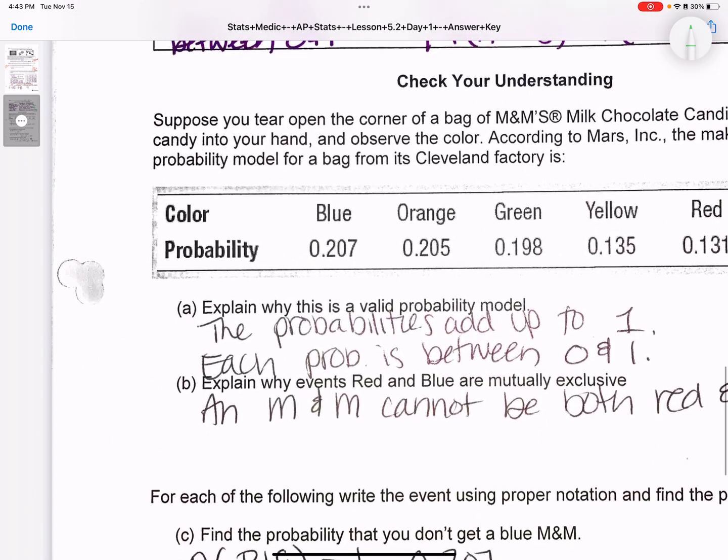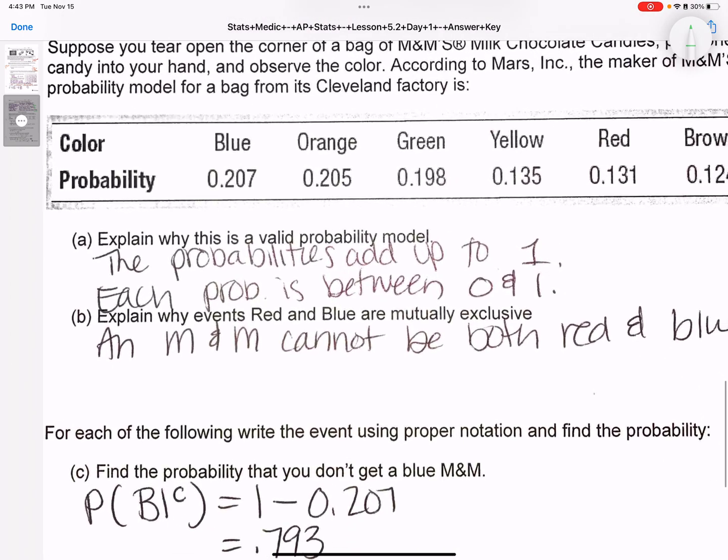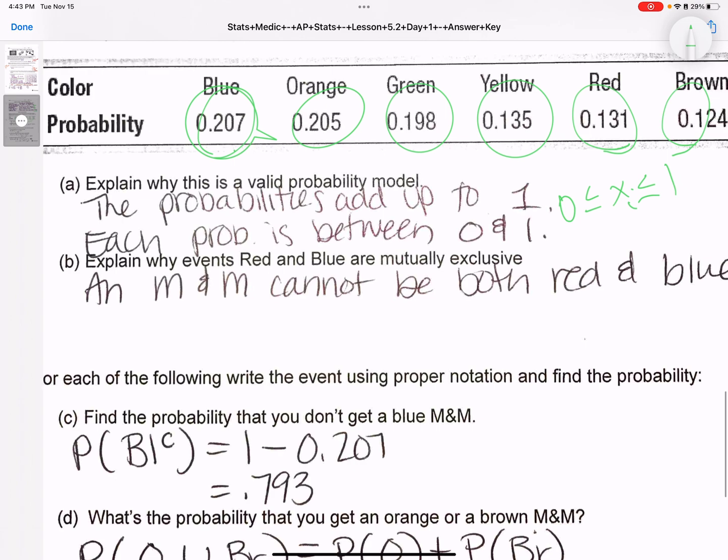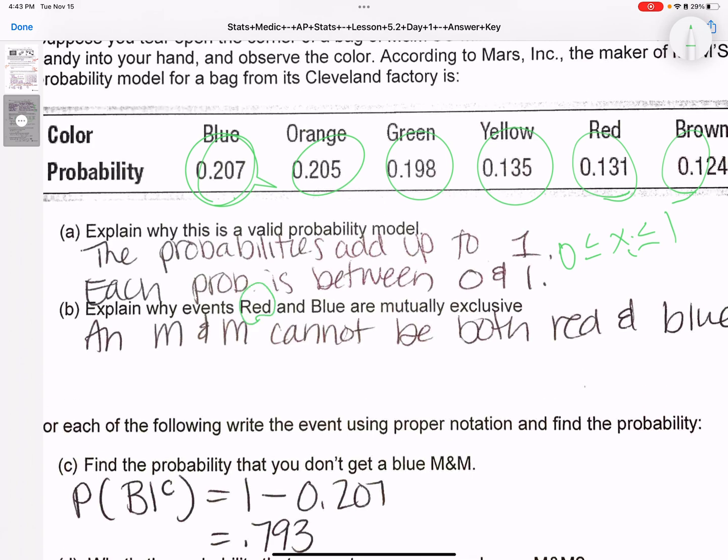For this first question, it asks why is the probability valid? It's valid because if you add all of these probabilities, you have a total of 1. And each probability is in between 0 and 1. The reason red and blue are mutually exclusive is because I can't get a red and a blue with one pull at the same time.